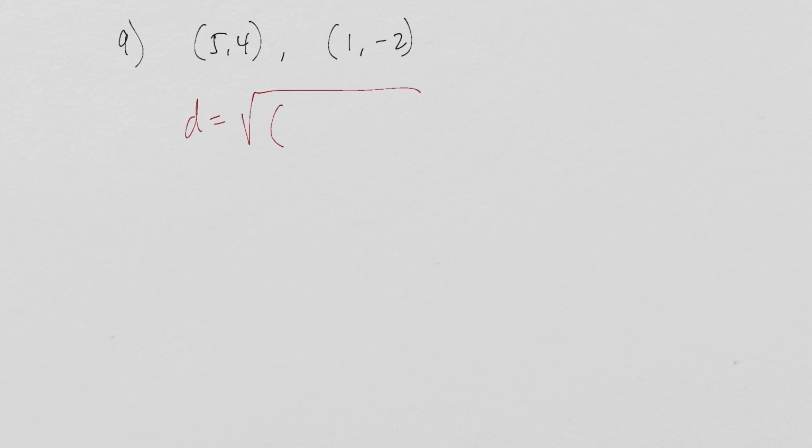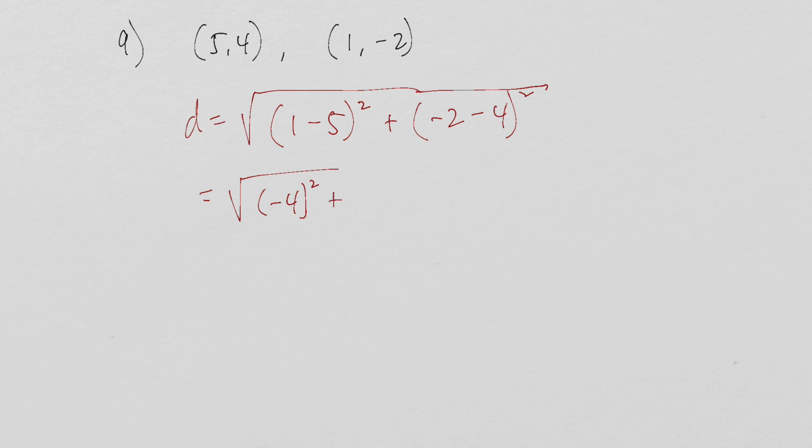Okay, number 9, they want the distance between (5, 4) and (1, -2). Now, because nothing matches here, we have to use the distance formula. I'm not going to write it down again. The distance is the square root of x2, which is 1, minus x1, which is 5, squared, plus the y2, which is -2, minus y1, which is 4, squared. This is the square root of -4 squared plus -6 squared.